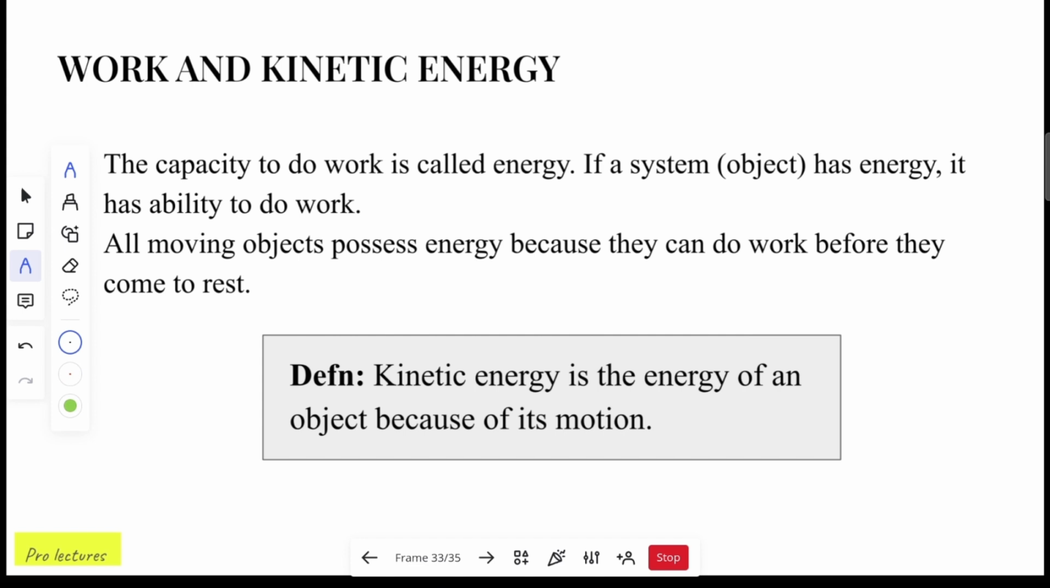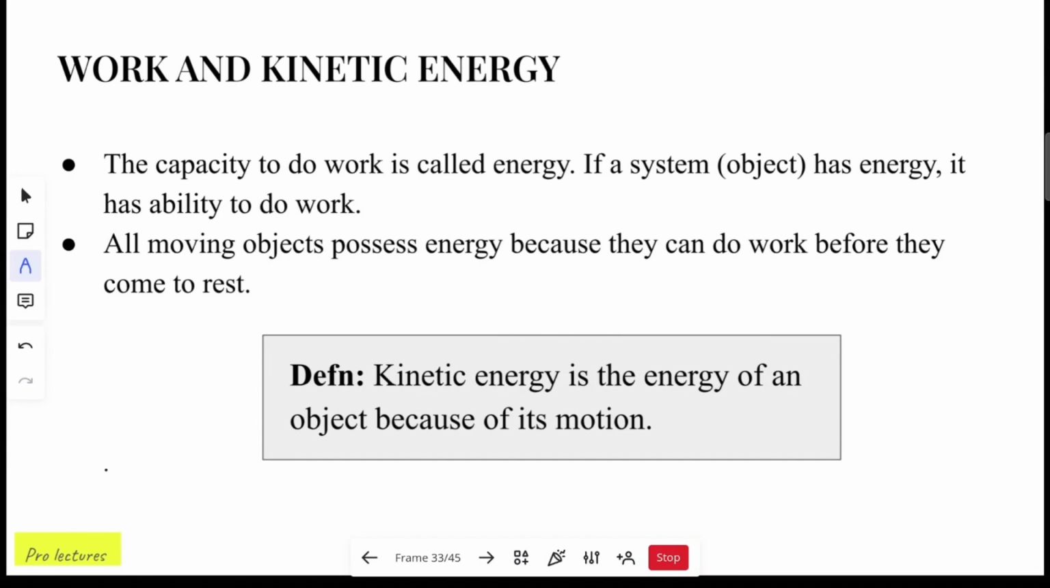Now let's move on to energy. We saw work, we saw power. Now let's see energy. There are two things we'll be seeing: kinetic energy and potential energy. First, let's see work and kinetic energy. The capacity to do work is called energy.